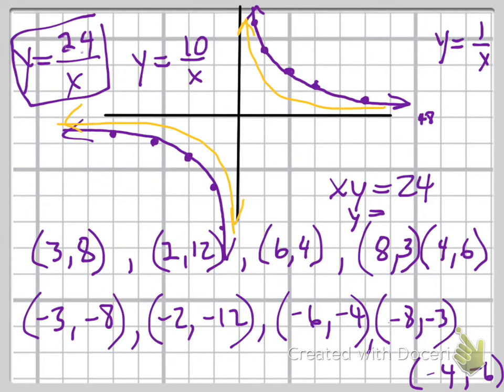Right, so they all have the same shape, right? They're just being kind of sucked in toward the origin. Symmetry-wise, they have a symmetry to the line y equals -x, but that's not what we're talking about today. But there is a symmetry to these graphs. Okay?